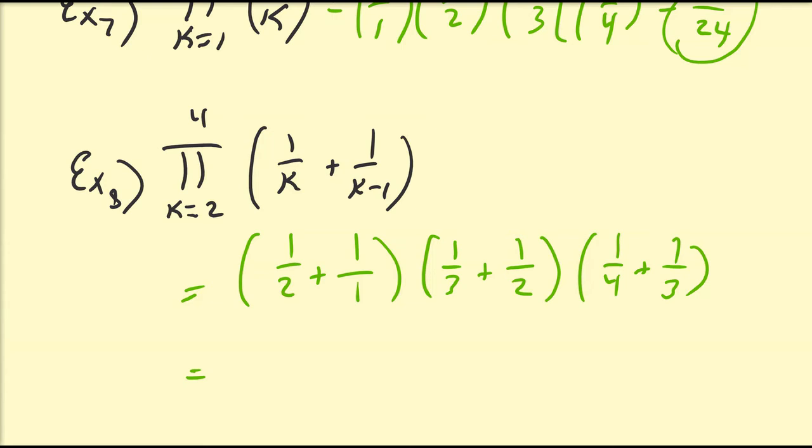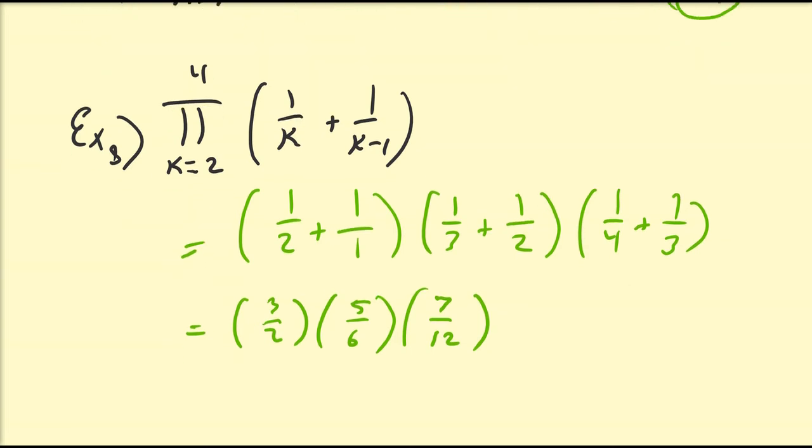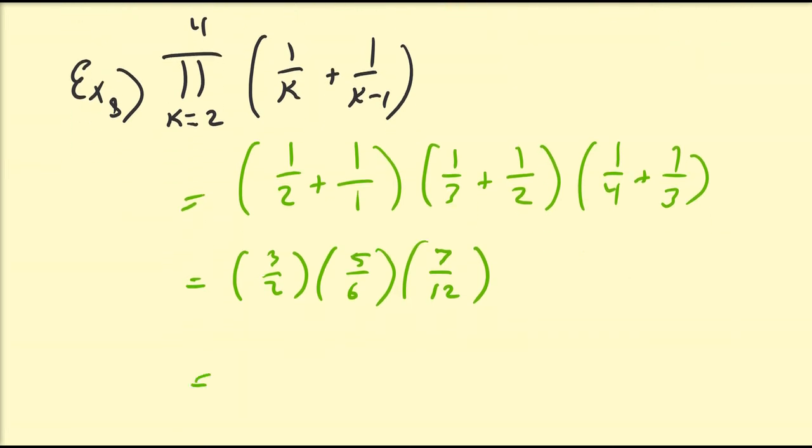So we know that 1/2 plus 1 over 1 is going to be 3 over 2. 1/3 plus 1/2 is going to be 5/6. And 1/4 plus 1/3 is going to be 7/12. So we know that 3 times 5 times 7 is going to come out to 105, and 2 times 6 times 12 is going to come out to 144. We notice that the sum of the digits is divisible by 3, so we can divide top and bottom by 3 to simplify. So this is going to reduce down to 35 over 48.